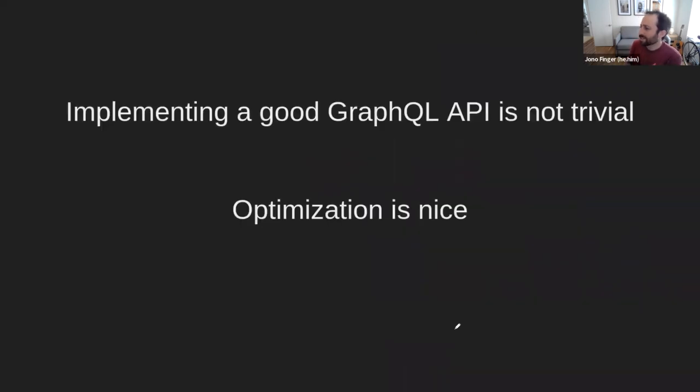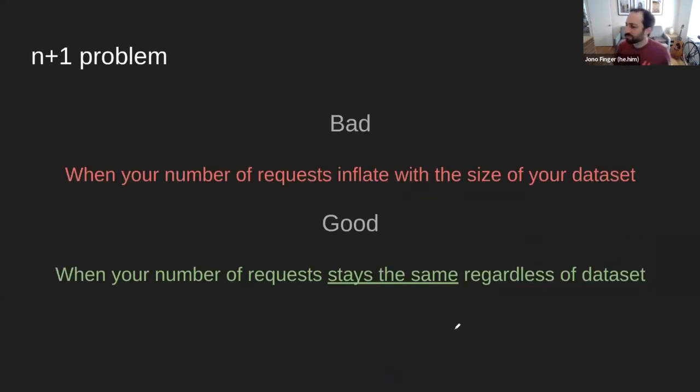Okay, so implementing a good GraphQL API is not trivial. It's nice to optimize it. Actually, it's very important. You really need to optimize it because you can very easily step on your foot. Okay, I'm going to talk about the n+1 problem. Maybe some of you have heard of the n+1 problem. It's not specific to GraphQL, but it's very visible in GraphQL. So I'm going to dive into it here.